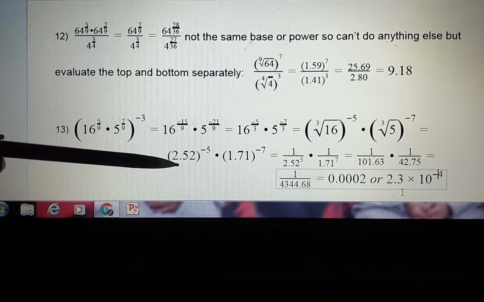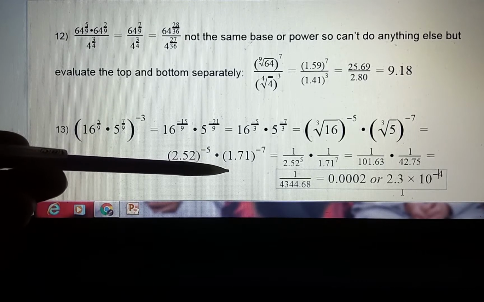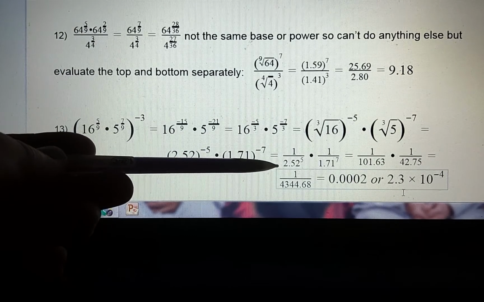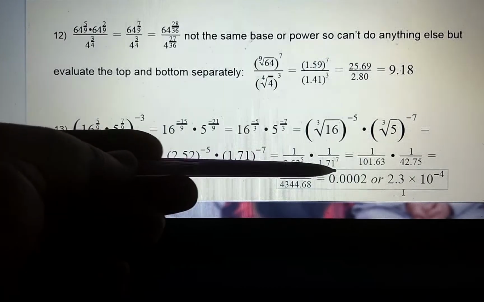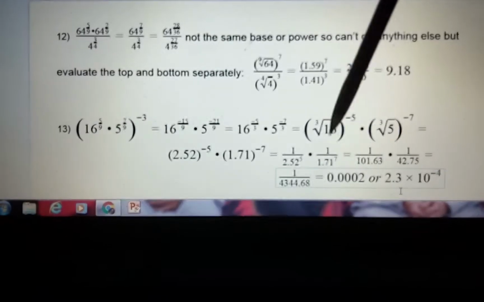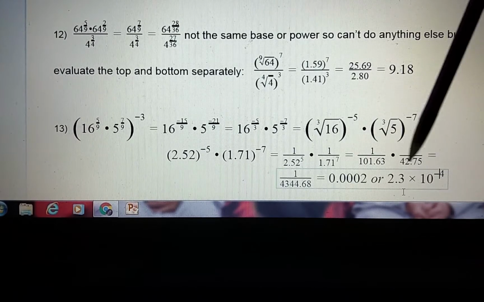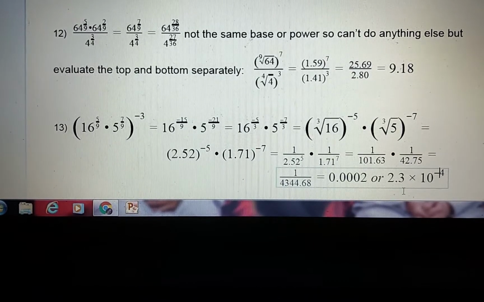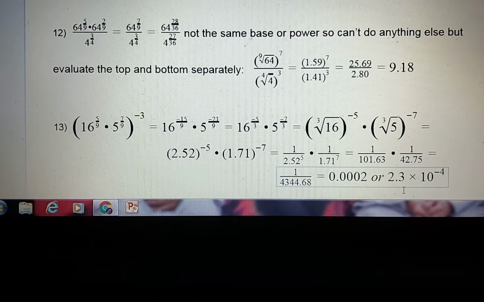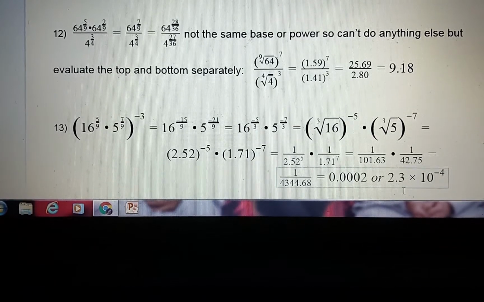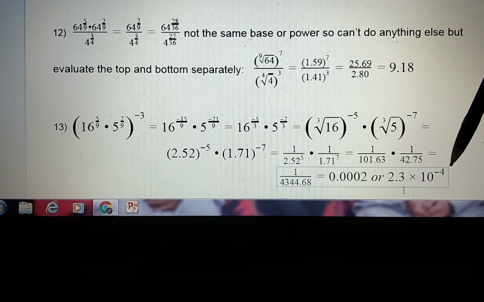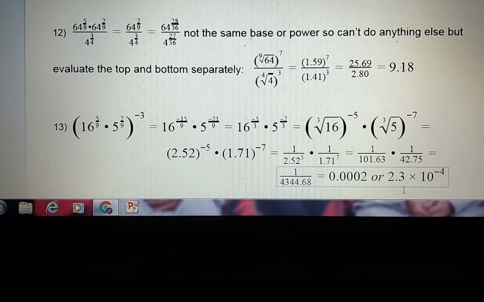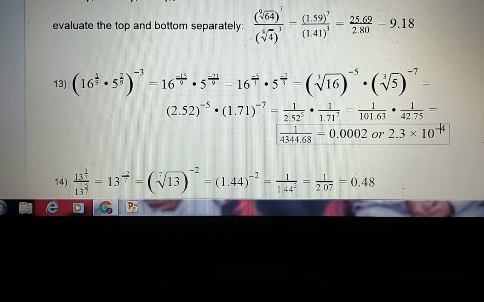3rd root of 16 is 2.52. 3rd root of 5 is 1.71. I have to make my exponents positive. Put 2.52 to the 5th in the calculator and 1.71 to the 7th in the calculator. And then I multiply these. So 1 times 1 is 1. Multiply those bottoms, I get 4,344.68. Now you have to do 1 divided by 4,344.68. And you get this. You might have had it in the calculator where it looked something like this. But it's the same steps.